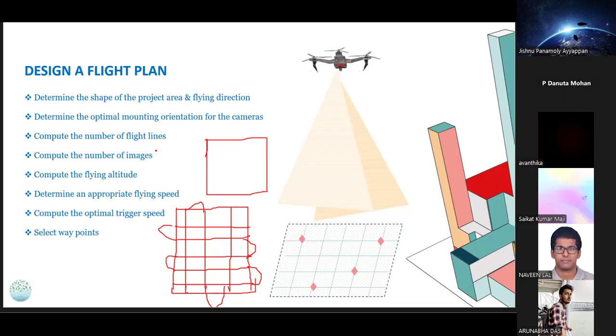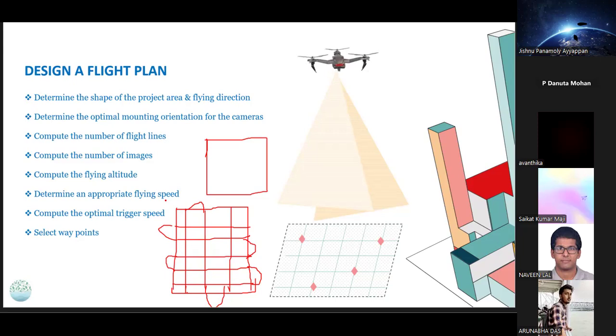Next is to compute the number of flight lines. Then we have to compute the number of images, which I will explain in the coming slides. Then we have to compute the flying altitude, the altitude at which the drone has to fly. This can be determined using the scale of the image. Then we can determine the appropriate flying speed.